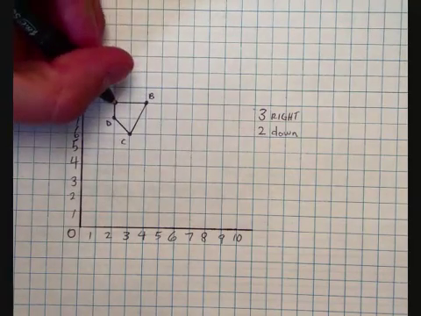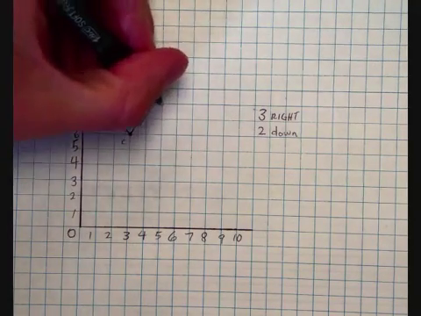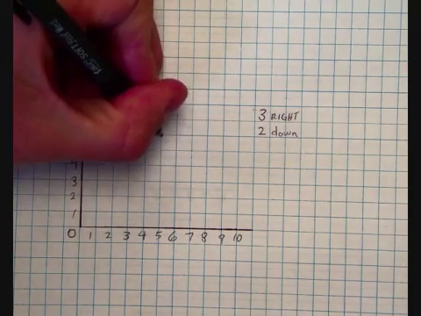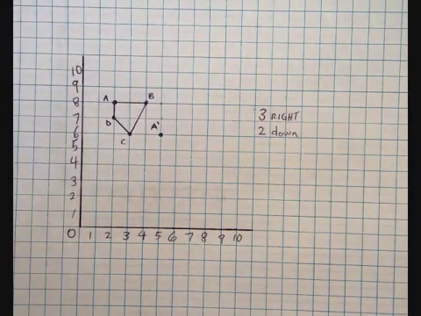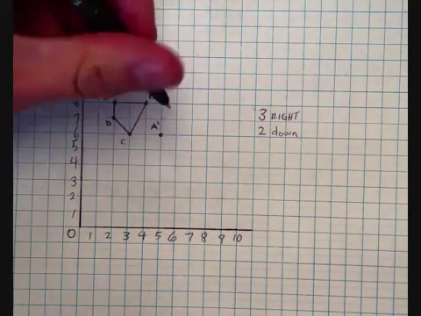For my A point, I'm going to go 1, 2, 3 right, 1, 2 down. And this is going to be my new A point. I'm going to put a little apostrophe beside it and call it A prime. That's to show that it's an image and not the original figure.